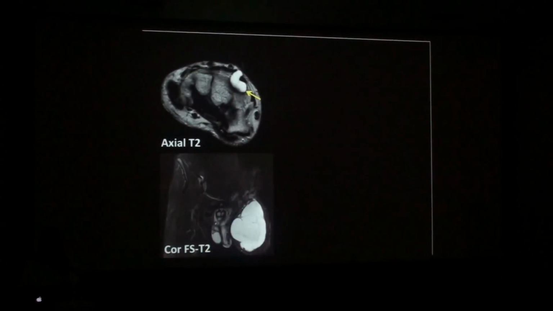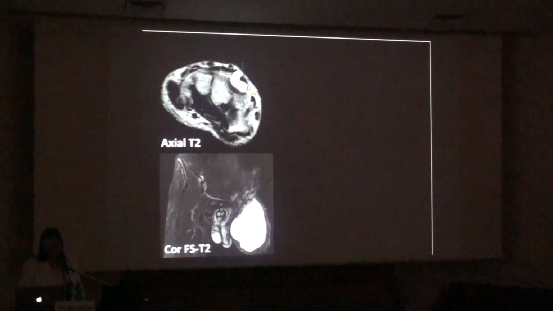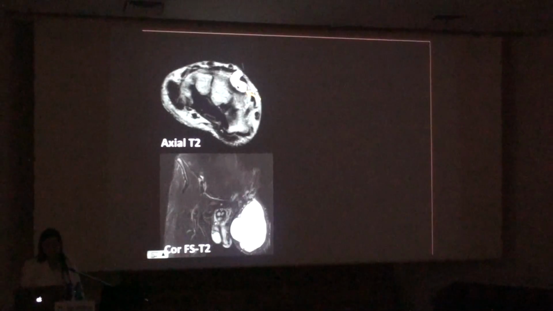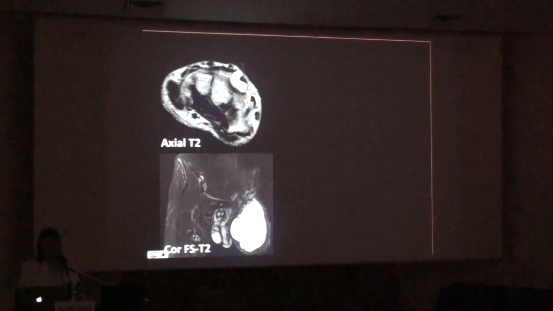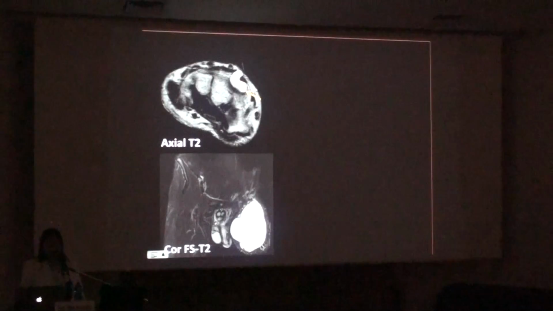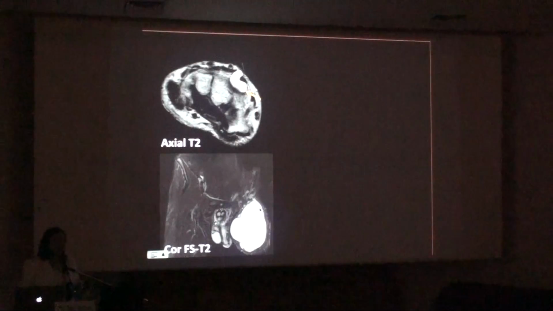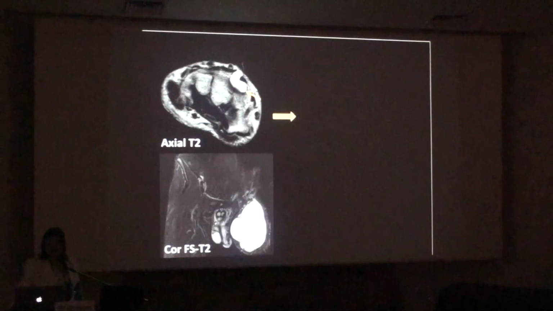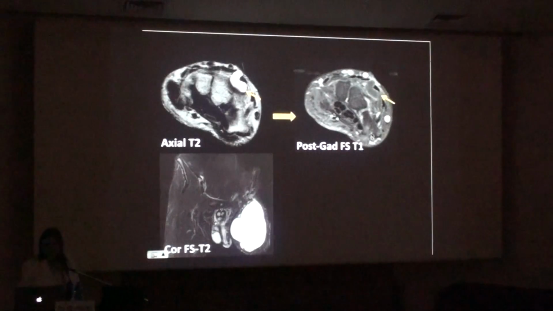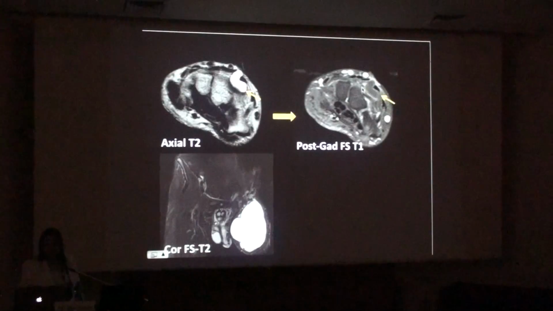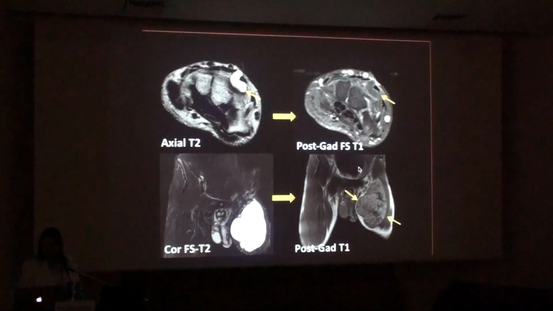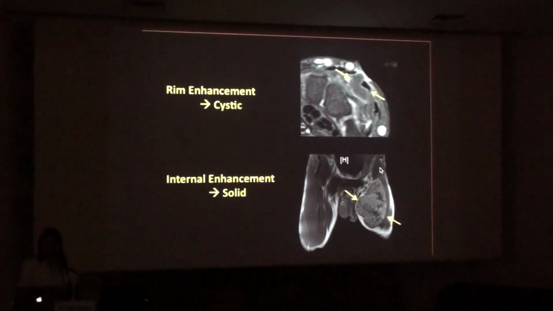So, all right, I have an axial image through the hand. You can see a lobulated high T2 structure here, and a coronal fat-saturated T2 weighted image with a larger lobulated structure here. Cystic or solid? How are we going to answer that question? We'll give some contrast. And here you see a thin rim of enhancement around this lesion, and this was a ganglion cyst in the hand. And in this case, you see enhancement throughout the mass. So we've got a solid mass.